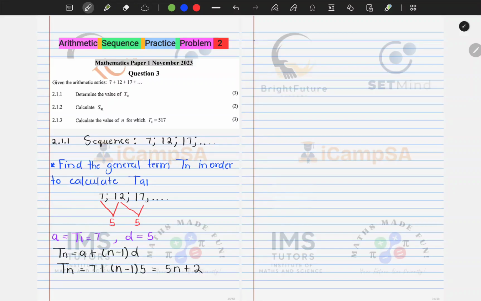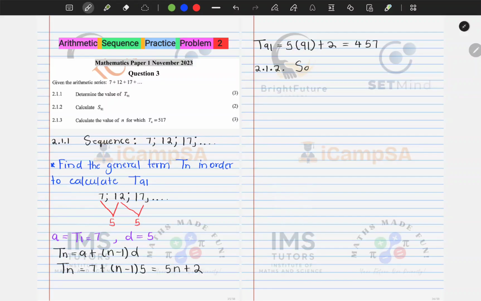Now that we have our Tn, we can go ahead and look for our T91, which will just be 5 into 91 plus 2, of which the answer will be 457. So there we go. We're done with the first question. We can now go ahead and do 2.1.2.